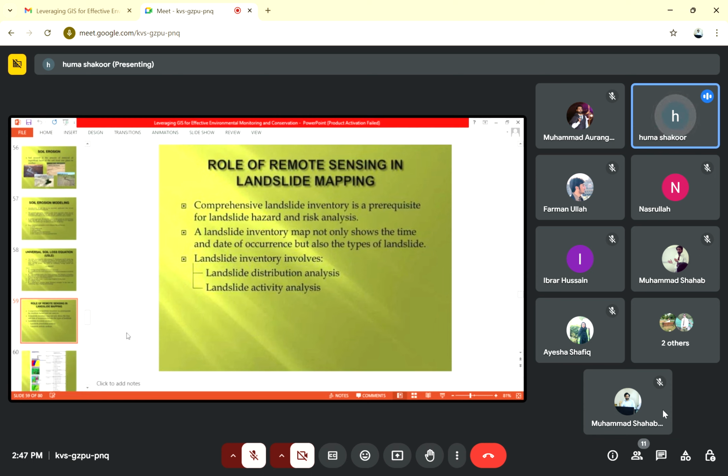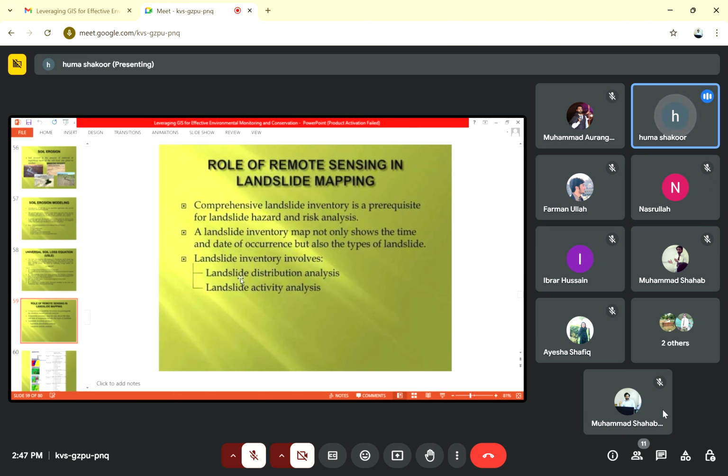Role of remote sensing in landslide mapping. In the earlier lectures, you learned a lot about landslides and these activities. A comprehensive landslide inventory is a prerequisite for landslide hazard and risk analysis. The landslide inventory map not only shows the time and the date of the occurrence, but also the types of landslide. Landslide inventory involves landslide distribution analysis and landslide activity analysis.